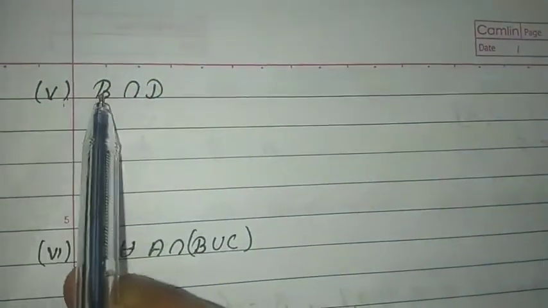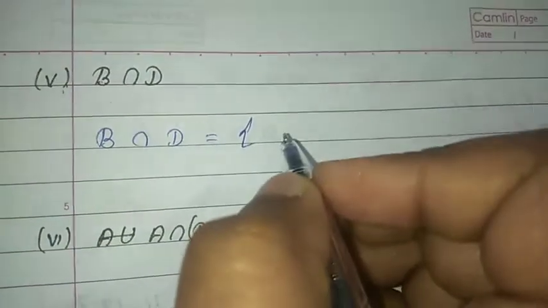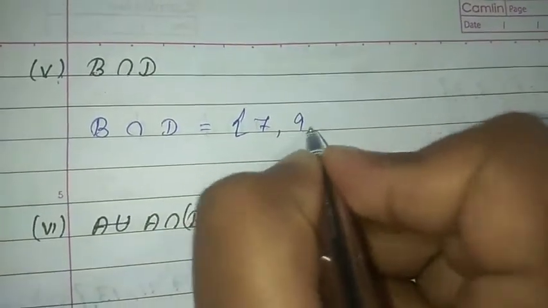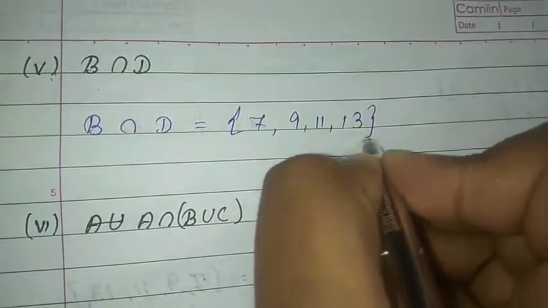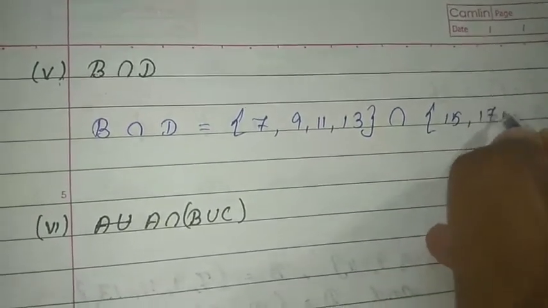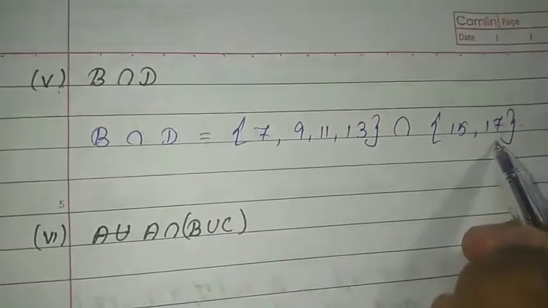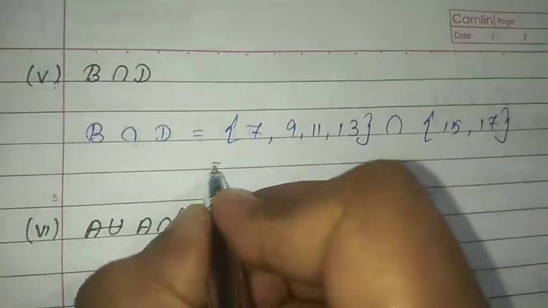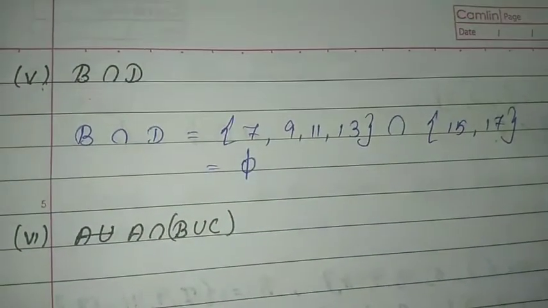Subdivision 5, B intersection D. So B intersection D is equal to, what is set B? 7, 9, 11, 13. Intersection D is 15, 17. So what is common here? Nothing. So therefore I will write empty set as the answer.